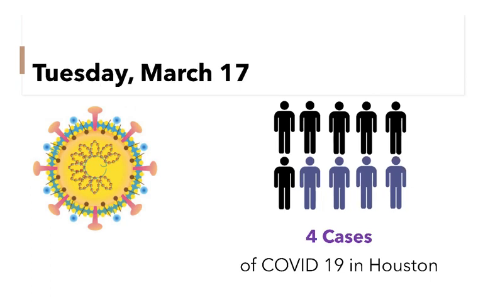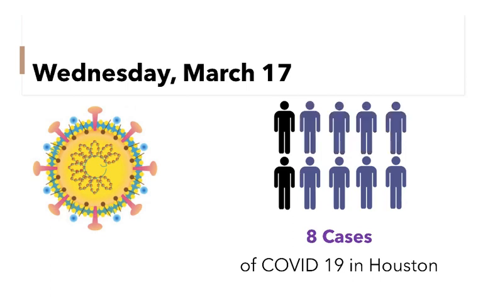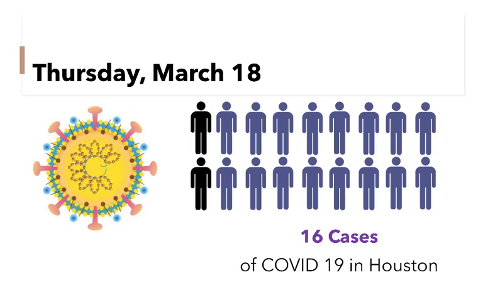But then the next day, Tuesday, March 17th, 2 cases turned into 4 cases. People were still going out, they were seeing other people, and it continued to spread. So now we were at 4 cases of COVID-19 in Houston. Then the very next day, we were at 8 cases. The day after that, 16 cases in Houston.